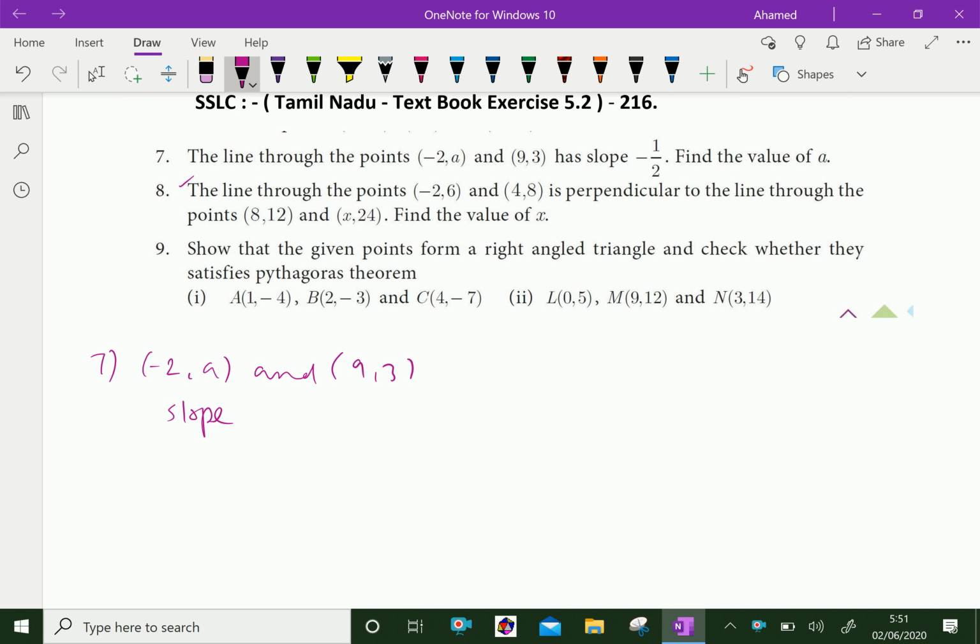slope equals (y2 minus y1) over (x2 minus x1). y2 is 3 minus a, x2 minus x1 is 9 minus of minus 2, that is 9 plus 2, which is 11. The slope is given as minus half, which gives (3 minus a) over 11 equals minus half.